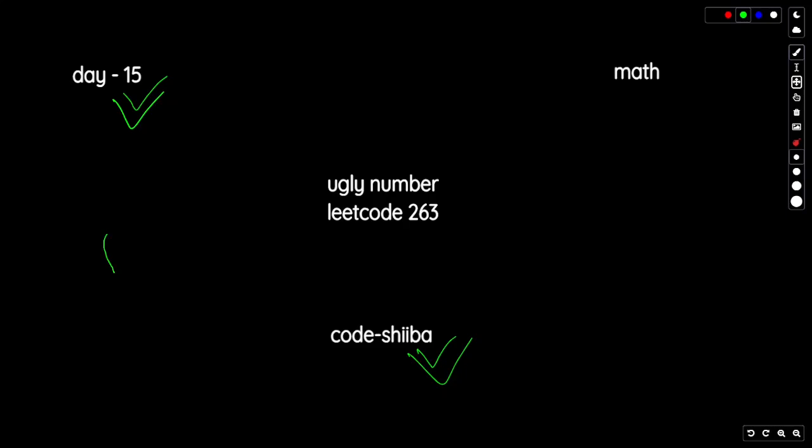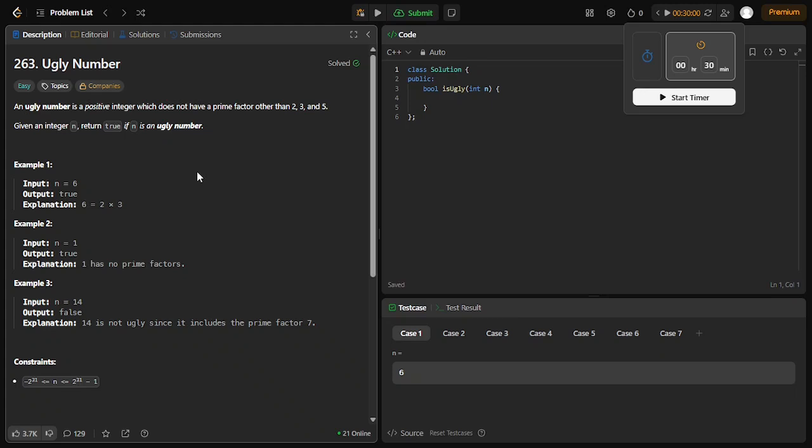The problem that we will be looking at today is Ugly Number, LeetCode problem number 263. So let's see what the problem really is. An ugly number is a positive integer which does not have a prime factor other than 2, 3 and 5. Given an integer n, return true if n is an ugly number.